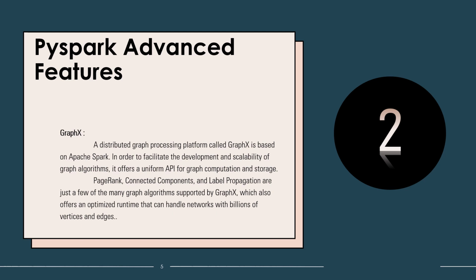Another PySpark advanced feature is GraphX, which is a distributed graph processing platform. It is based on Apache Spark only. In order to facilitate the development and scalability of graph algorithms, it offers a uniform API for graph computation and storage. PageRank, connected components, and label propagation are just a few of the many graph algorithms supported by GraphX, which also offers an optimized runtime that can handle networks with billions of vertices and edges.